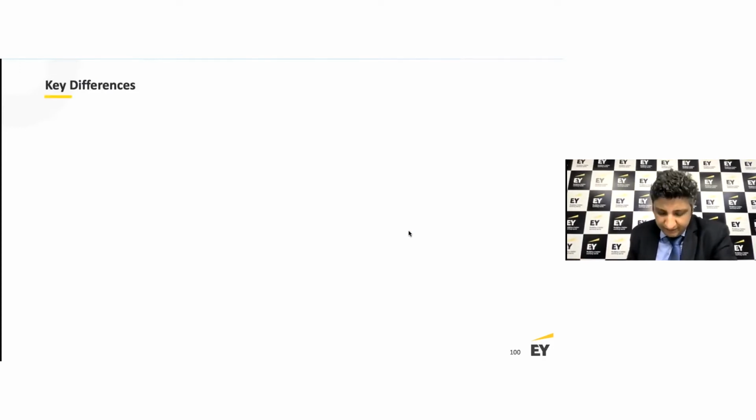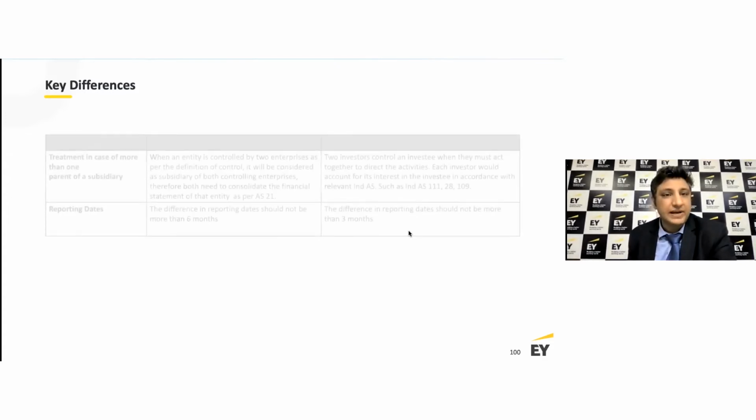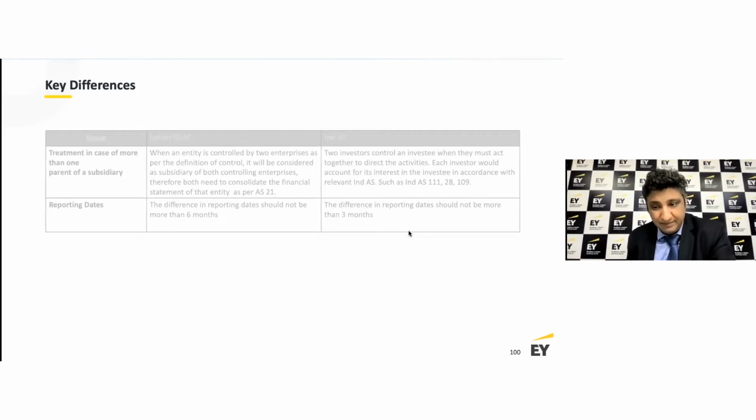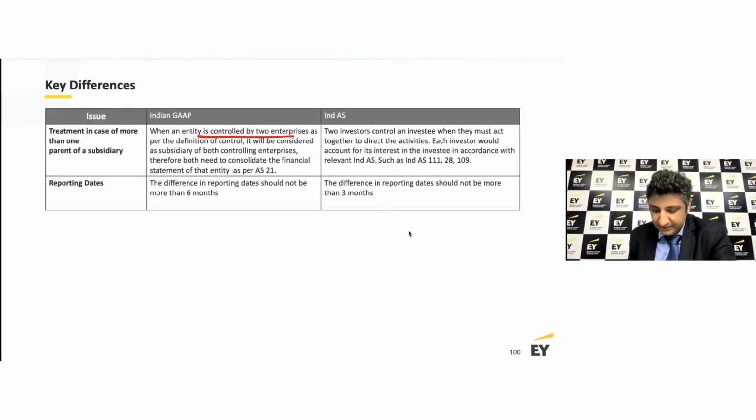Similarly, when you have an entity which is controlled by two enterprises, they may be two separate parents, right? And accordingly, the separate consolidation can happen. However, under the Ind AS framework, it is not possible to do so, right? Ind AS 110 simply says either there is a parent or there is no parent, right? There cannot be more than one parent at all. That's something that you want to remember.